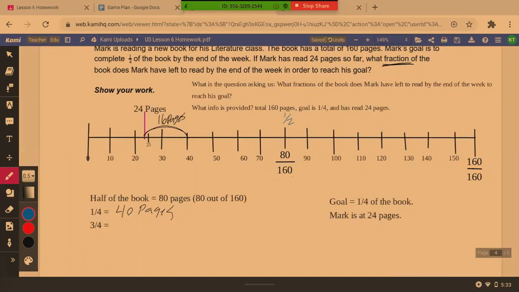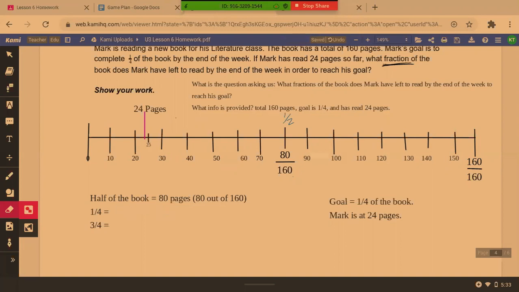But his goal is 1/4. So where over here is 1/4? That's what we are trying to solve for. We are trying to solve for 1/4 of the book to figure out his goal. Because we know he's at 24 and his goal is 1/4. So we need to figure out how many pages are between him and his goal.